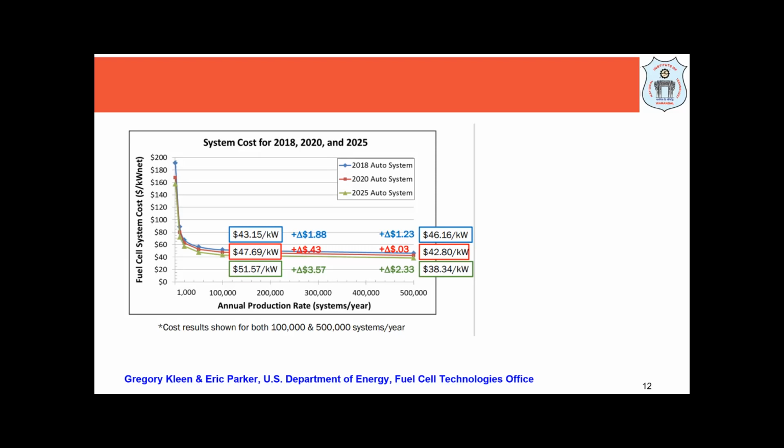As I told you, it was around $40-plus per kilowatt. Now it is predicted that by 2025, when you are doing large annual productions, we can reduce that to $38.34 per kilowatt. So that is what has been reported by the US Department of Energy. So that is the cost of energy when we are using these direct methanol fuel cell systems or PEM fuel cell systems.